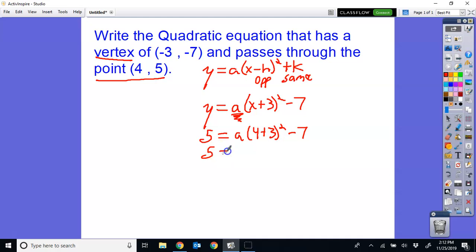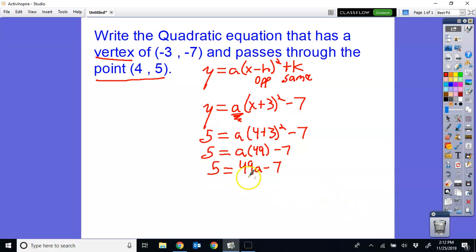It looks kind of ugly when you first plug it in, but 4 plus 3 would be 7. 7 squared is going to be 49. If you don't know how I got that, do it again. 4 plus 3 is 7, 7 squared is 49. So that means I have 49 times a minus 7 equals 5.